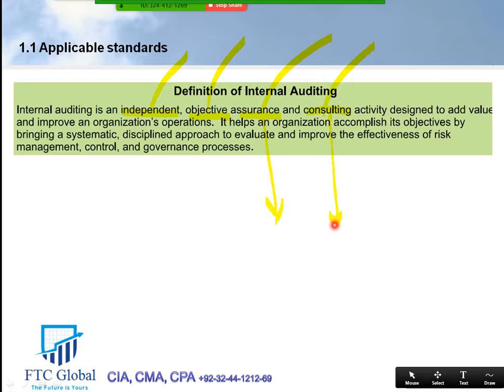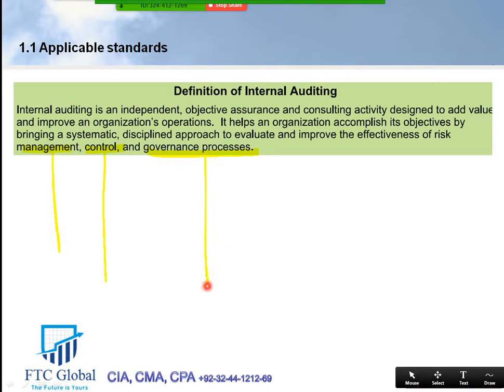All right. How does it do it? Further explained, it helps an organization accomplish its objectives. What are the organizational objectives? Profit maximization, growth, providing a public service, value addition, increasing market share. There could be many objectives. So the internal auditing department helps the organization accomplish its objectives. How? By bringing a systematic and disciplined approach to evaluate and improve the effectiveness. Three things that we help the organization with: risk management, control and governance processes.